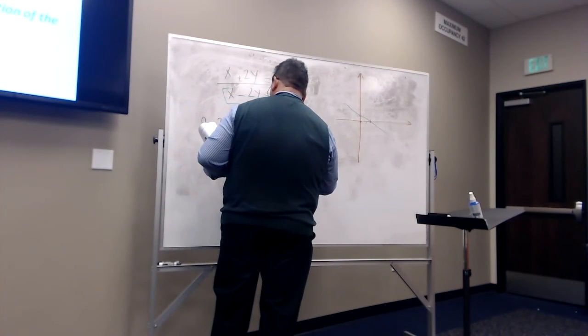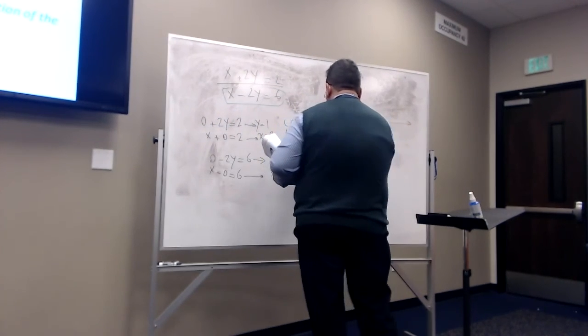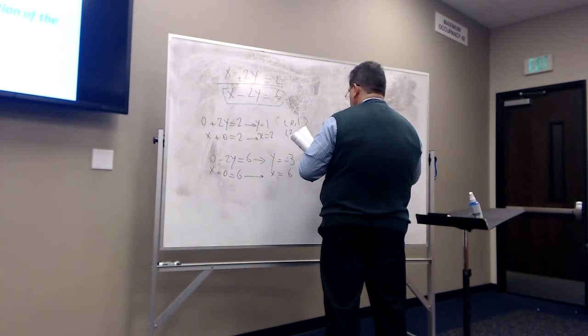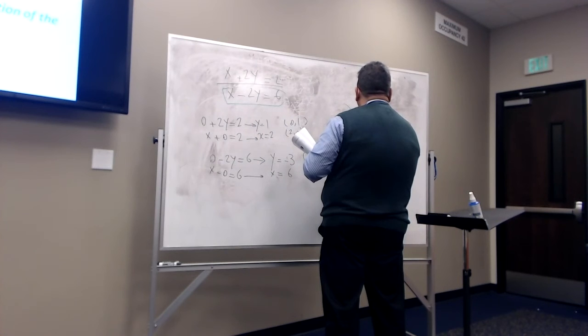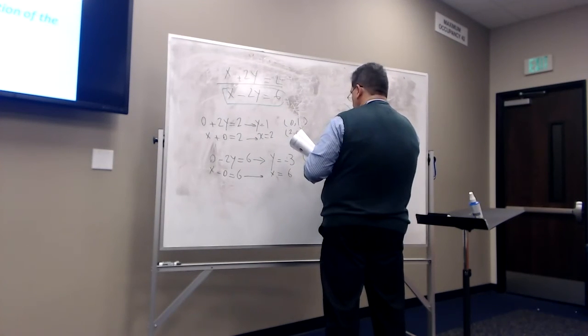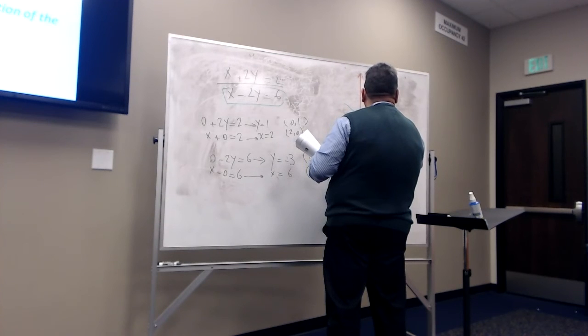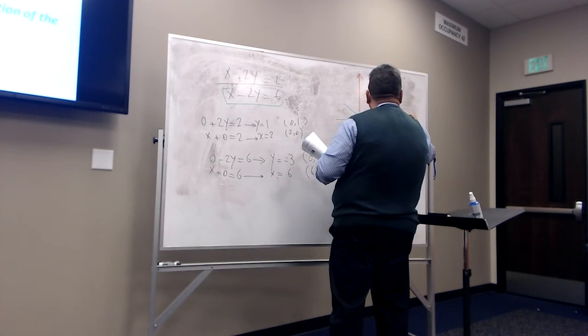All right. So I come here, (0, minus 3). X is 0, y is minus 3. 1, 2, 3. So that's my first point. Y is 0, x is 6. 1, 2, 3, 4, 5, 6. So it goes like that.